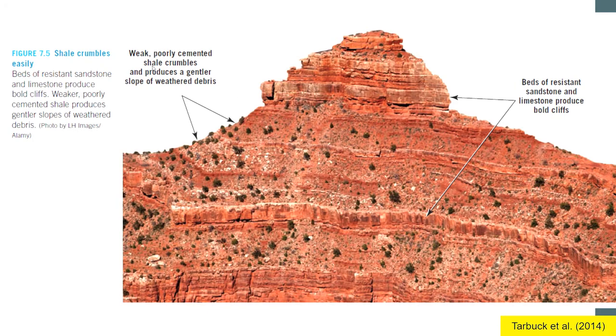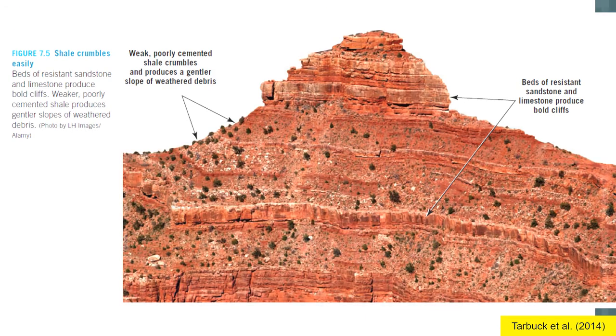So shale is actually very easy to be weathered, very easy to be broken down, so we do not see them anymore. But beds of resistant sandstone and limestone, as you can see here, are still here. They're still solid and compact. They are made up of more resistant sediments.